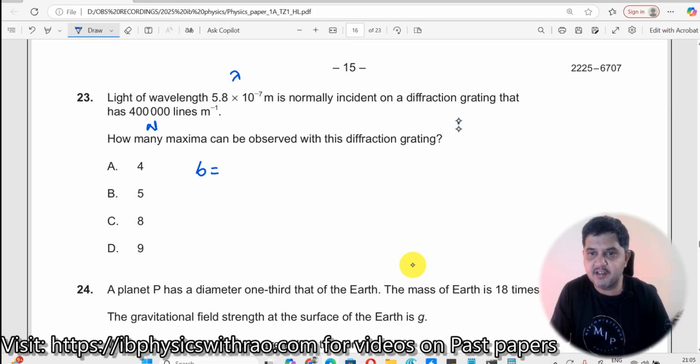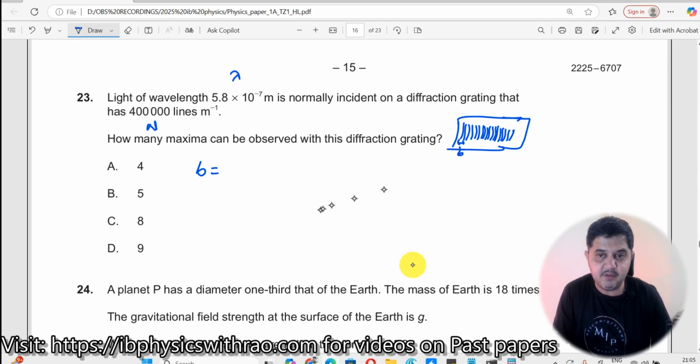In a diffraction grating, which is around 3.5 inches, you have several lines which are being etched by a diamond. This is what you get over here. The distance between one line and the other line is nothing but your b. So you need to get this value. But what is given here is this value. How many lines are there? It says this many lines per meter are present. How do I get this?